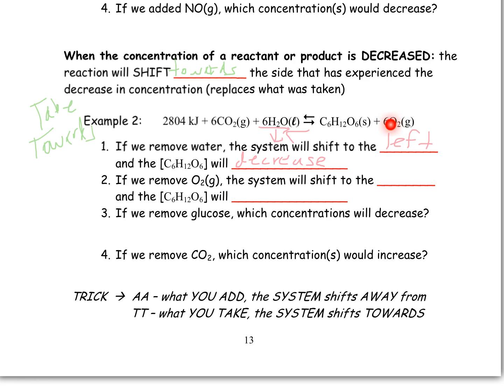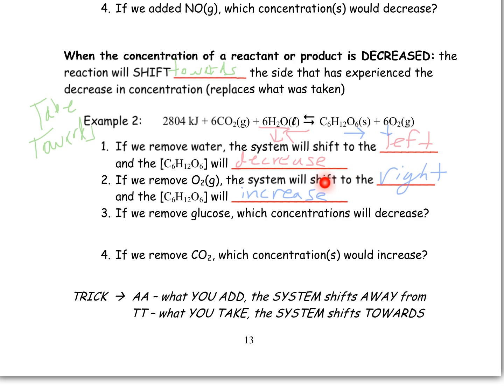If we remove O2, so O2 is over here, take towards, then we will shift to the right, and the C6H12O6 will increase. Now we've shifted towards the glucose, so we're going to be producing more of it.